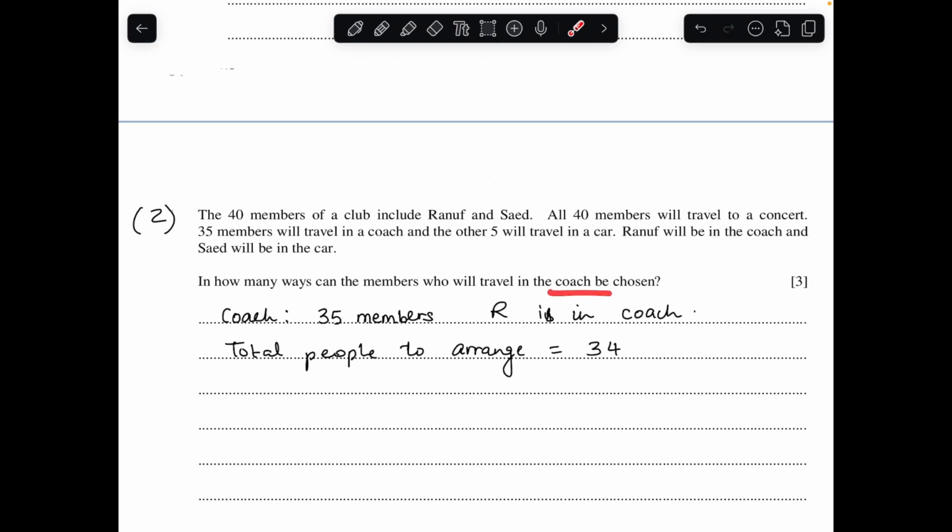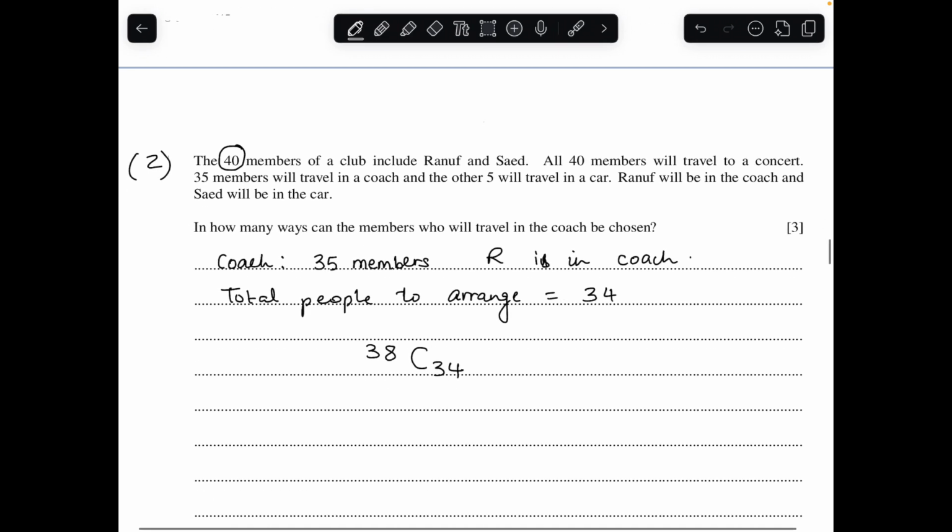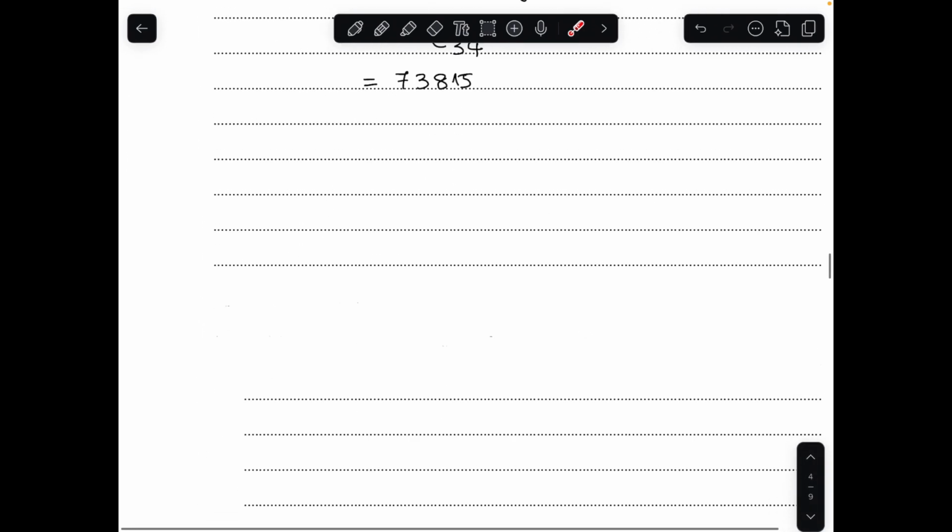That should sit in the coach. In all, we have 40 members. And if you take away Ranuf and Saeed, because Ranuf is already included and Saeed is going in car, so if we remove those 2 people, we have 38 people left. And from 38, we need to choose 34 so that they go into the coach. So that works out to be 73,850. All right, that's pretty easy. You don't have to calculate how many people will go in the bus. The question is only about people traveling in the coach.